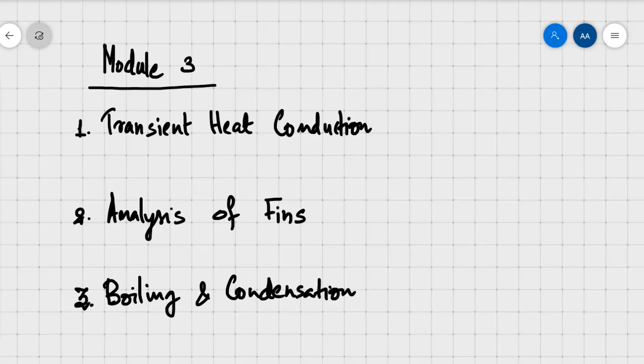Part 2, Analysis of fins. This deals with preliminary analysis of extended surfaces called fins that are used to enhance the rate of convective heat transfer. Part 3, Boiling and condensation.